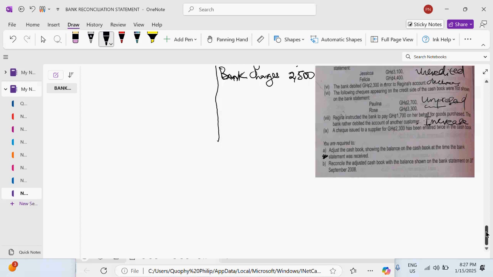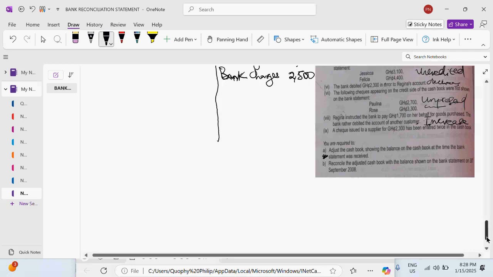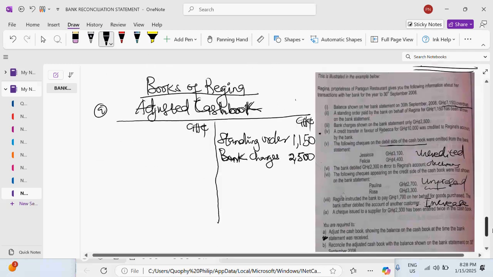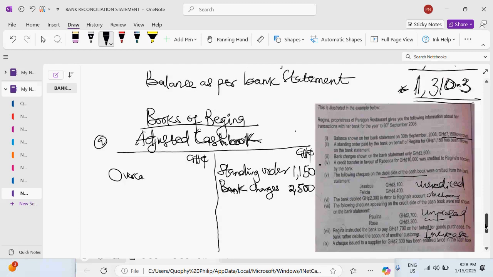Increase. And then the last one is a check issued to supplier for 2,300 has been entered twice in the cash book. If it has been entered twice, we only need one. So we debit one so that it will cancel the one and the remaining one will be left in the books, because we really need one, but we wrote two. So what do we do to the adjusted cash book? We would debit the adjusted cash book. It's an overcast, right? Overcast has been corrected of 230,000, right?